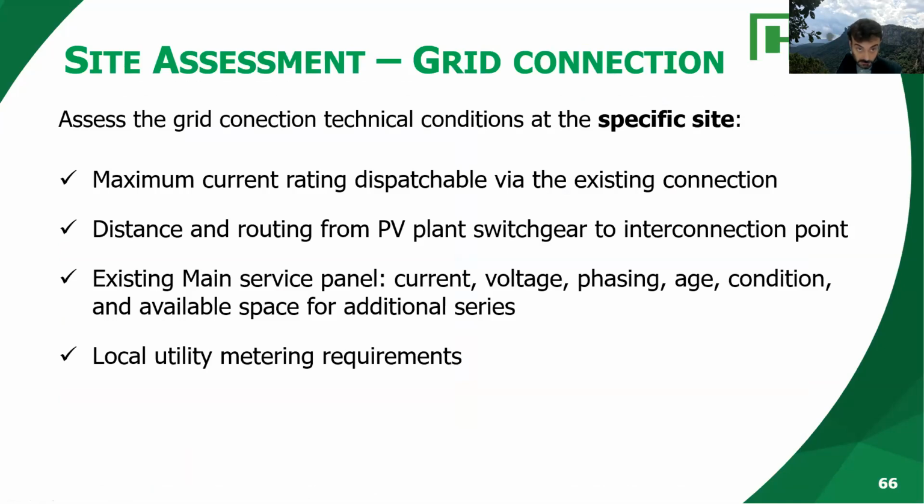The grid connection. When we are planning grid-connected systems, we need to verify the technical conditions: the maximum current that could be dispatchable via the existing connection, and how the main service panel exists in the building, its current limitations, voltage, age, condition, and whether it has available space for additional circuits. Otherwise, this main service panel will need to be changed. And obviously, any other utility metering requirements need to be observed and investigated.